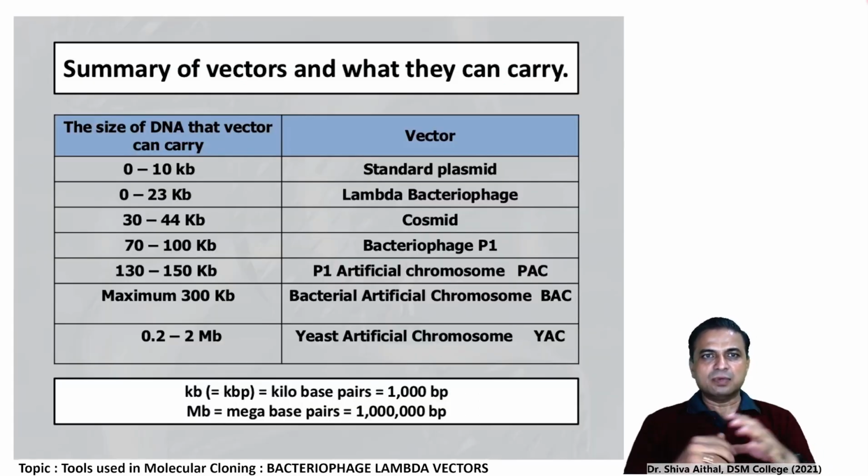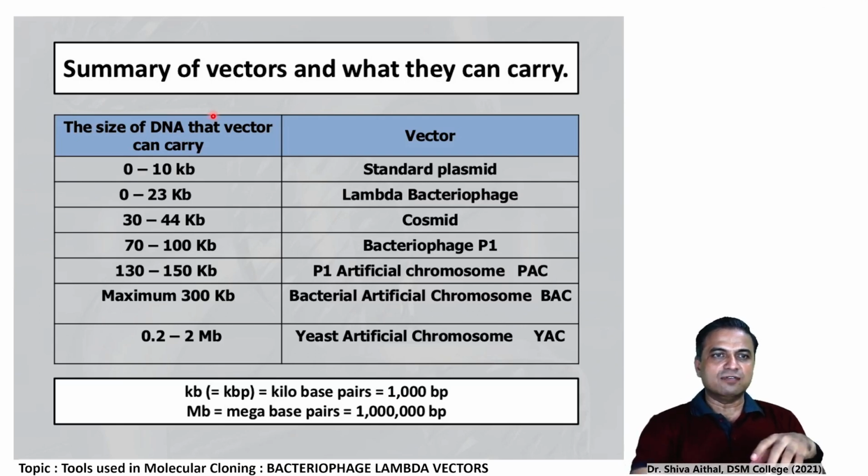So in summary, if you see the size of a DNA which can be carried on a vector, if it is a small, standard plasmid, you have the facility of inserting 0.1 to 10 kilobases of DNA. That is, 0.1 to 10 kilobases of DNA can be inserted in a standard plasmid vector. For a lambda phage vector, 0 to 23 kilobases can be used.